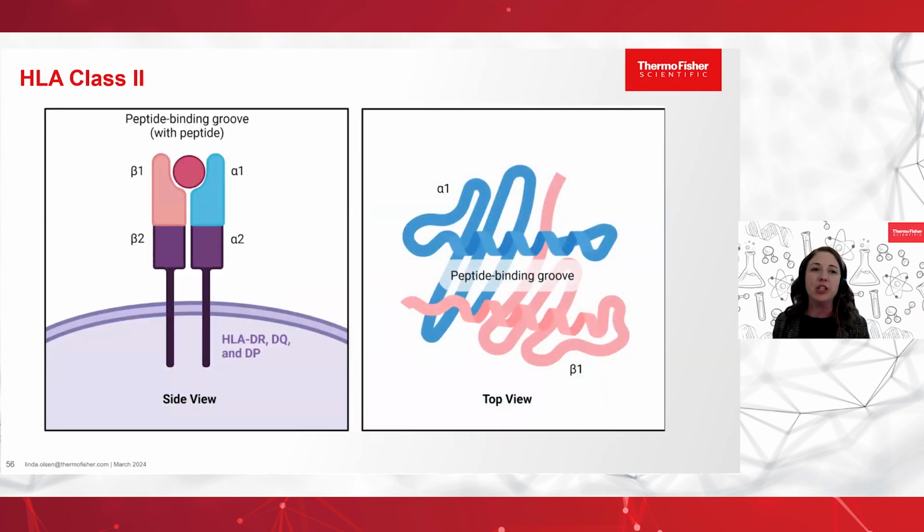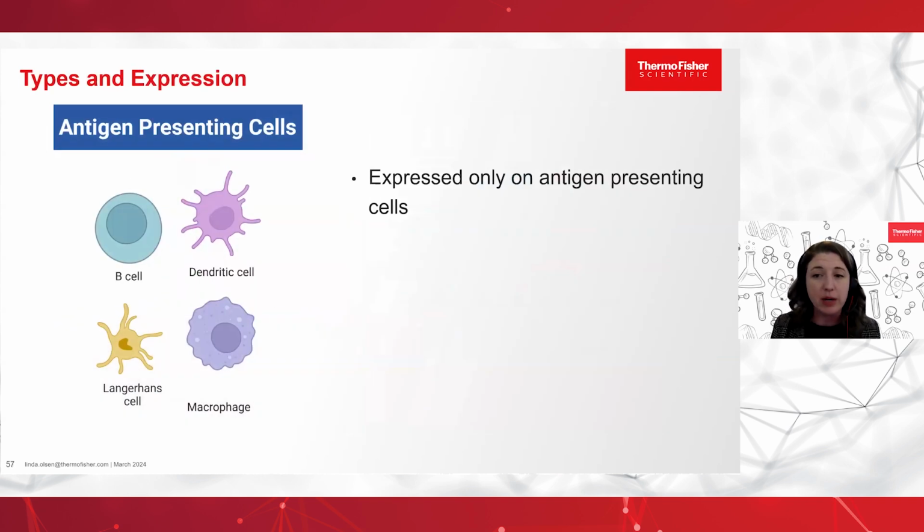So, moving on to HLA class 2, we have 2 alpha chains and 2 beta chains. Again, you have the peptide binding, but you can bind slightly longer peptides in a class 2 molecule, and these are the DR, DQ, and DP molecules. These are expressed only on antigen presenting cells. So these are on B cells, these are on dendritic cells, macrophages.